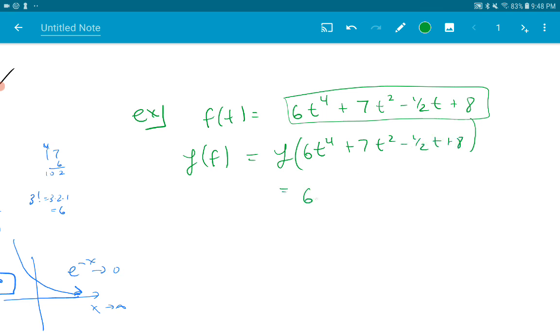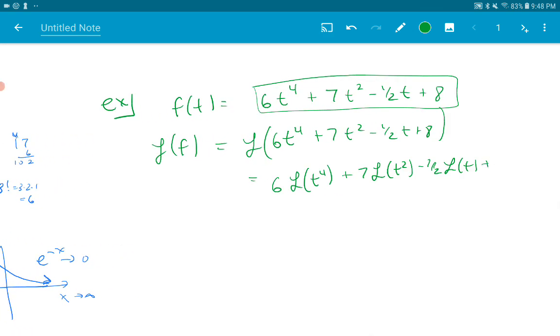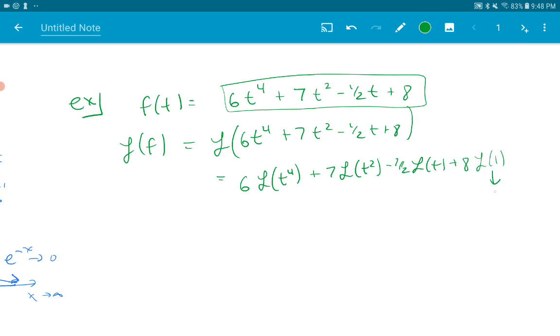And by our properties, that's 6 times the Laplace transform of t to the fourth plus 7 times the Laplace transform of t squared minus 1/2 times the Laplace transform of t, plus 8 times the Laplace transform of 1. We've already done all of these, right? We know the Laplace transform of 1, that was the first one we did, is 1 over s. That's when s is greater than 0. We know the Laplace transform of t is 1 over s squared. Again, when s is greater than 0. All of them are going to be s greater than 0, so we'll just write that once.